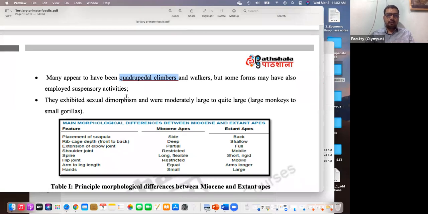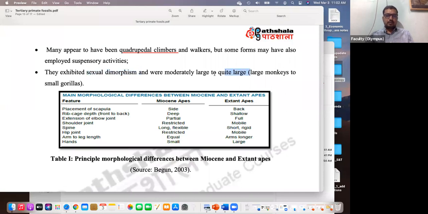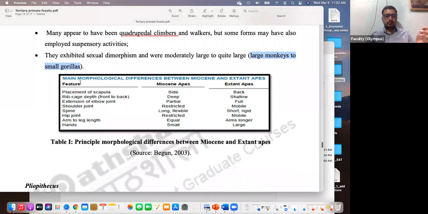And also there was sexual dimorphism. Males and females can be distinguished from each other. The dimorphism has arisen in males and females, with clear-cut differences in genders. Okay, like large monkeys to small gorillas, those types of resemblance could be found here.